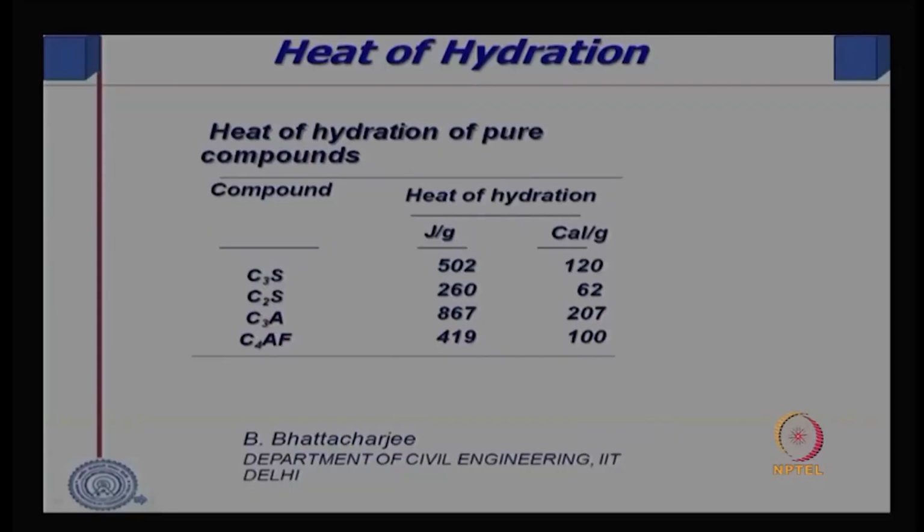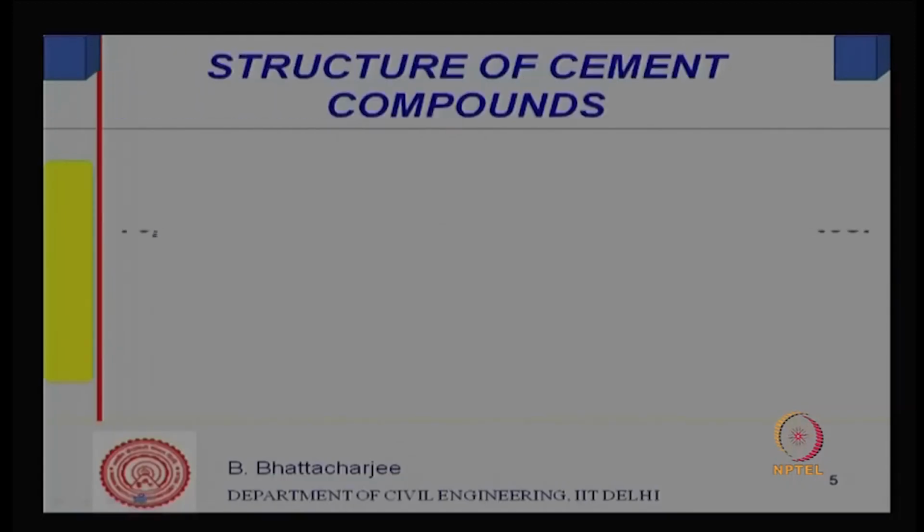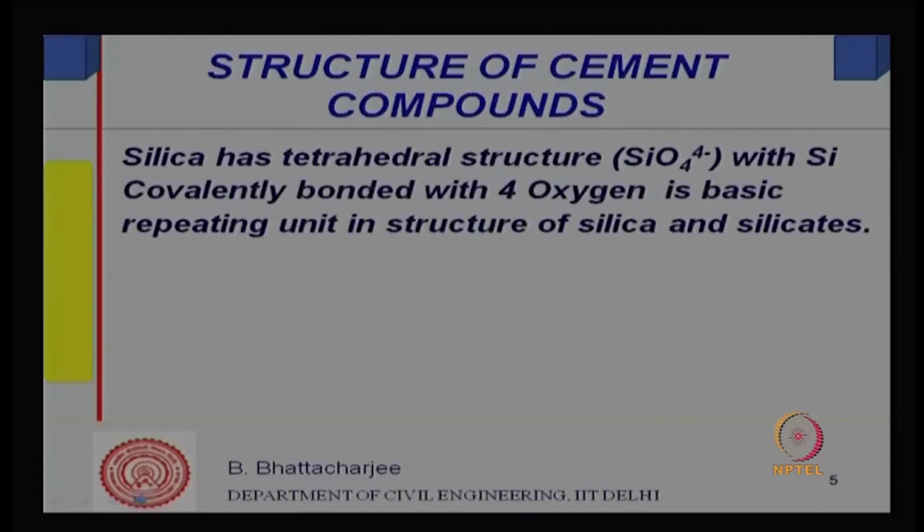So, last class we stopped somewhere there and we talked of also just the heat of hydration. We said that out of all these compounds, C3S produces 500 joules per gram, C2S 260 joules per gram and C3A 867 joules per gram and C4AF 419. Corresponding calorie per gram is also given side by side. So, this is what we looked into in the last class. Now, we will follow in this class. So, we look into structure of compounds of cement.